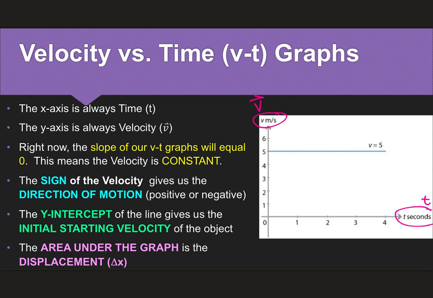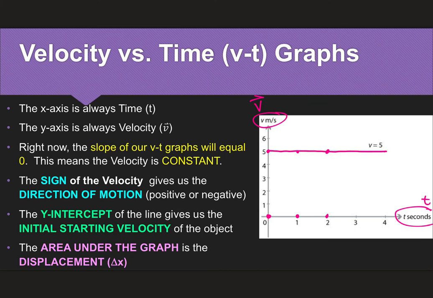Right now, the slope of all of our VT graphs is going to be 0. Anytime you have a constant velocity, that means that your velocity is not changing. So for instance, here at 0 seconds, my velocity is 5 meters per second. At 1 second, my velocity is 5 meters per second. At 2 seconds, it's 5 meters per second. My velocity isn't changing, which is always going to generate a horizontal line on a VT graph.